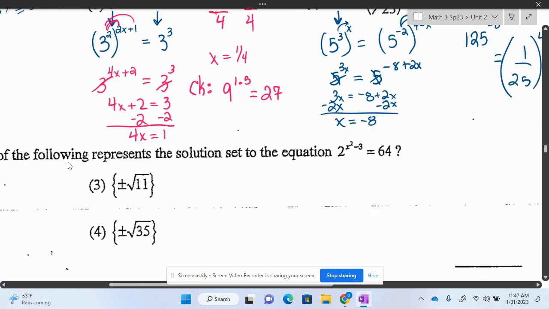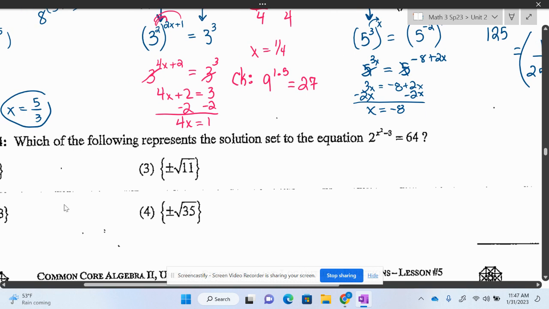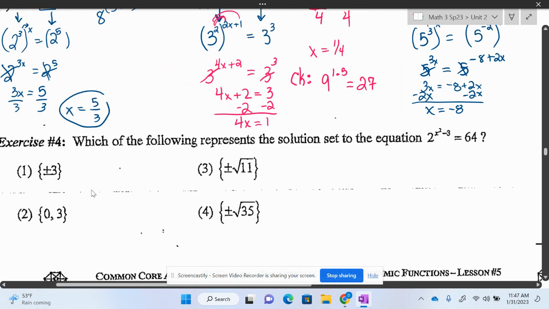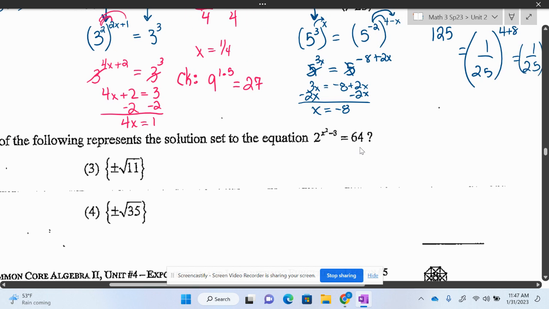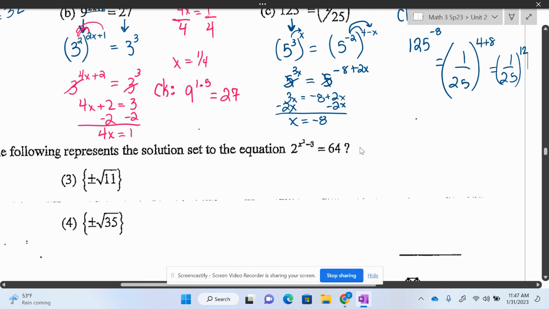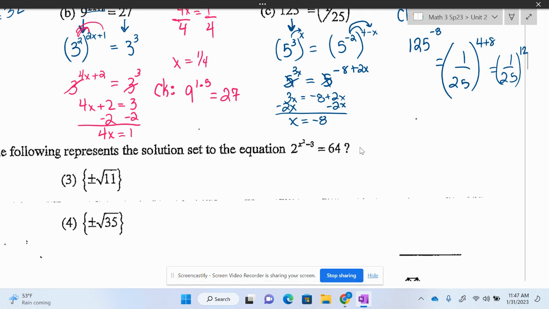So it says, which of these choices down here represent the solution to this? I'm going to kind of slide over, so I don't really care about the choices yet. I want to solve it. So I have 2 to the power of x squared minus 3. That means I need to rewrite 64 as a power of 2.